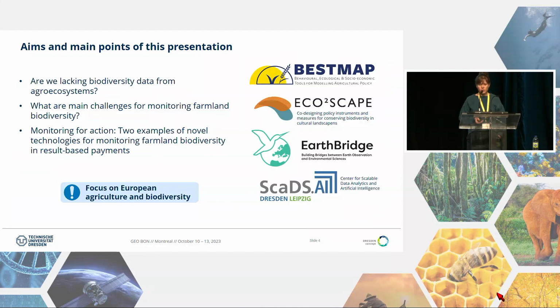So this presentation is going to be a summary of different projects we're having in my group with very different focus, but all of them somehow related to the topic of agriculture. Also keep in mind, my research focus is European agriculture and biodiversity, so what I'm saying is not necessarily true for all regions of the world. There are 3 points I want to make in this presentation. The first one is the question, are we lacking biodiversity data from agroecosystems? The second one, if so, why? What are main challenges for monitoring farmland biodiversity? And the last one, according to the title of this conference, is Monitoring for Action, 2 examples how we can use novel technologies to monitor biodiversity for result-based payments in agriculture.